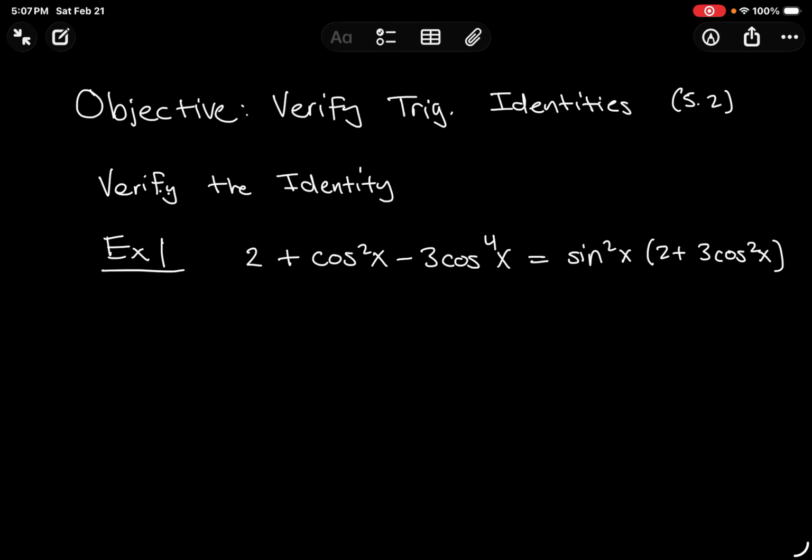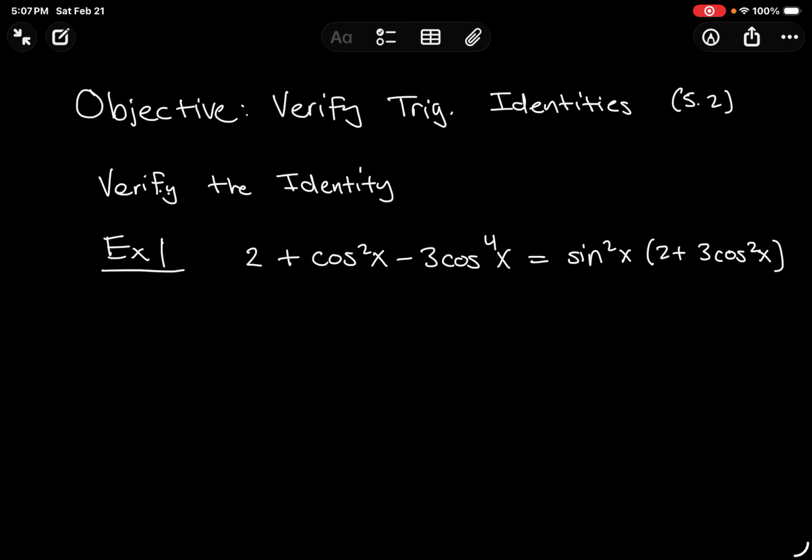Okay, so in this lesson, we will verify trig identities. You saw a little bit of this in chapter 4, but in chapter 5 we will definitely go over some more complicated examples, but the general idea remains the same. The goal is to get the left-hand side equal to the right-hand side, and you can pick whichever side you want to work on. Typically, the more complicated side is the side that I would recommend working on.